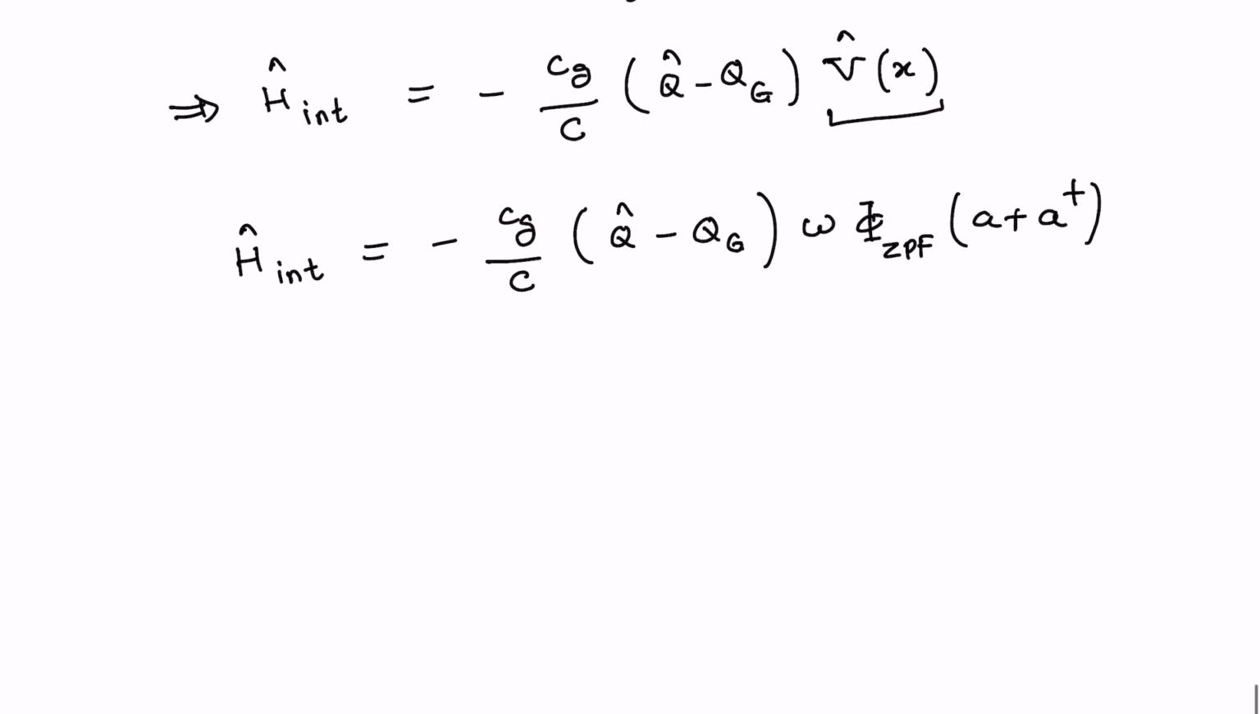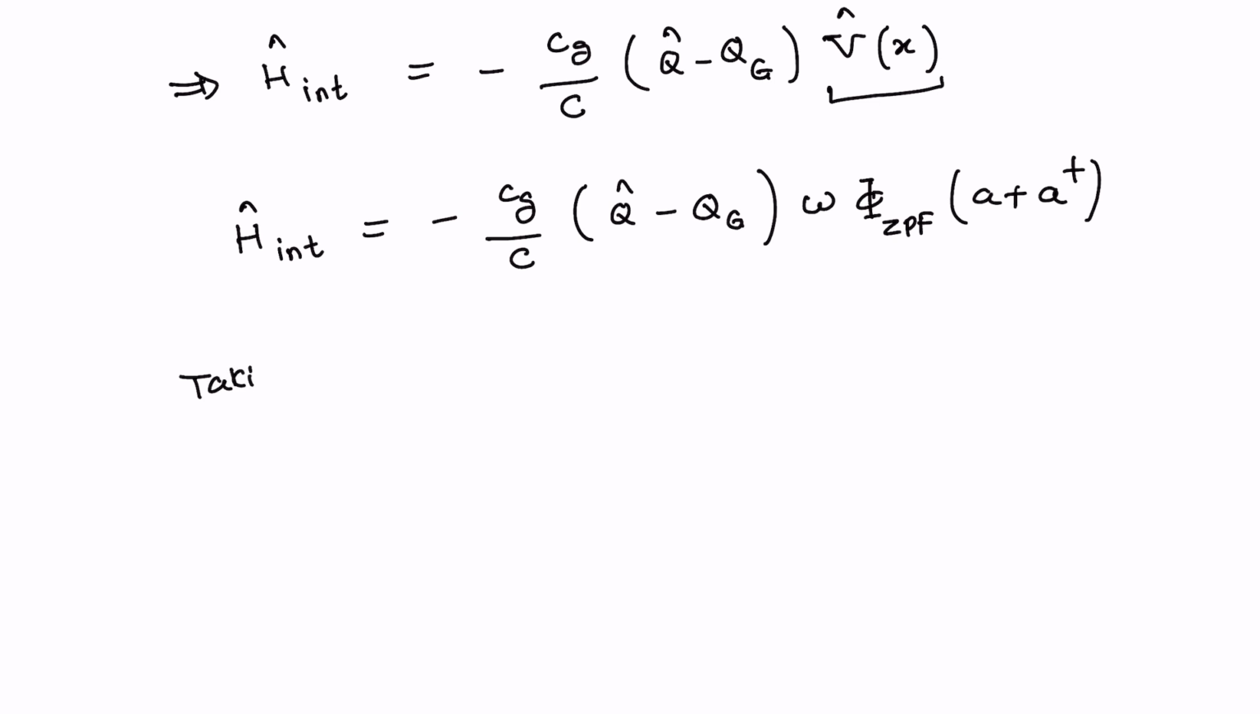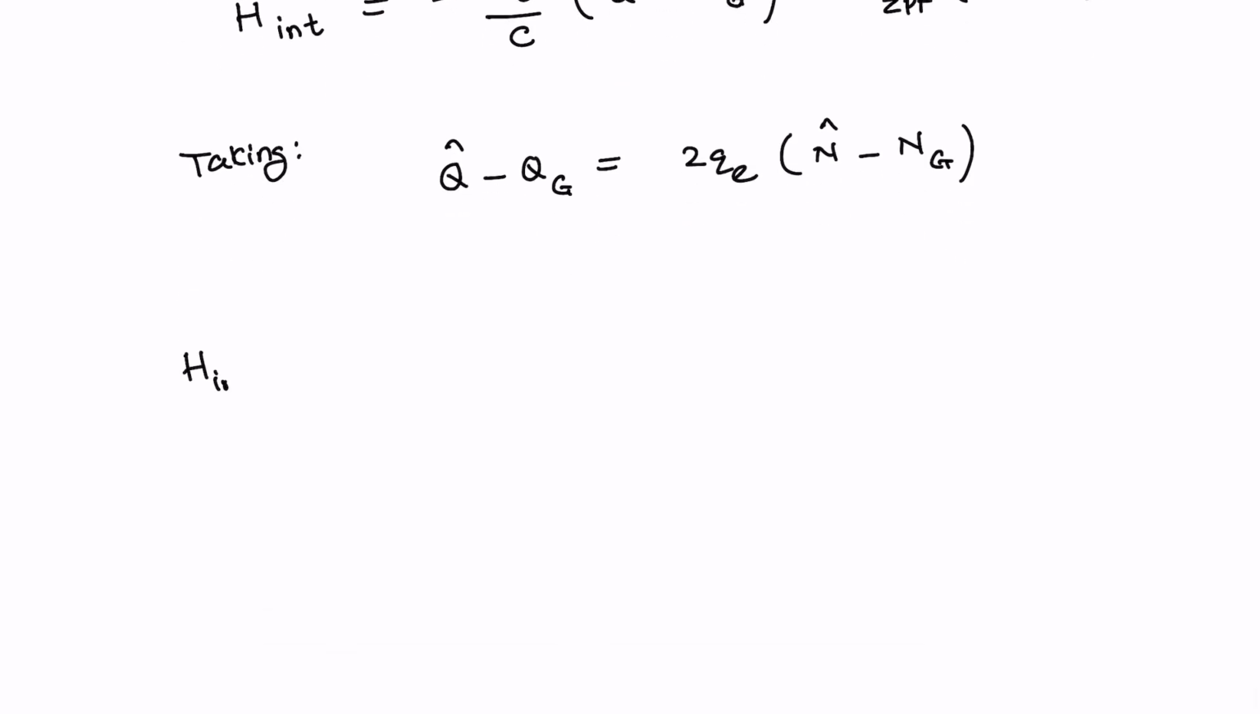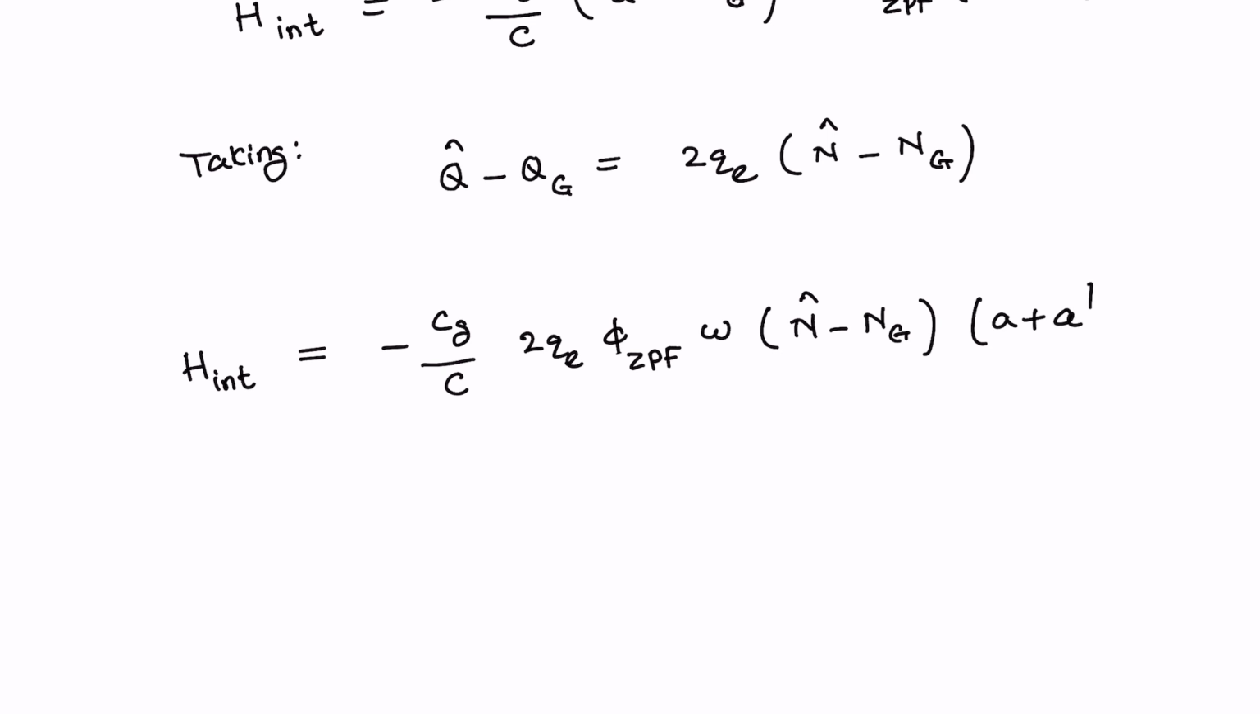Okay. Now I can write it in terms of the number operator also. If I take Q minus Qg equal to 2e (n minus ng), then I can write my interaction Hamiltonian H_int as minus Cg by C, twice e, zero-point fluctuation in the magnetic flux, into omega (n minus ng) and (A plus A dagger).